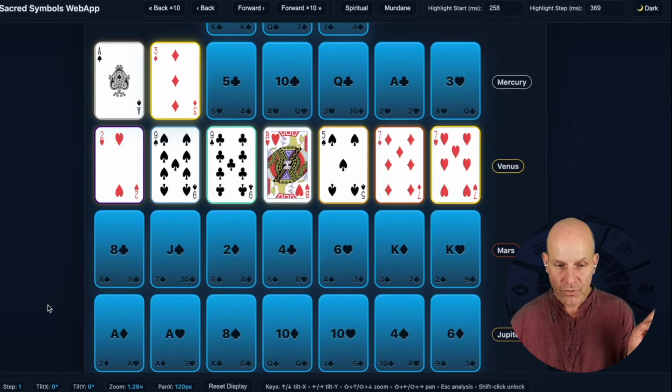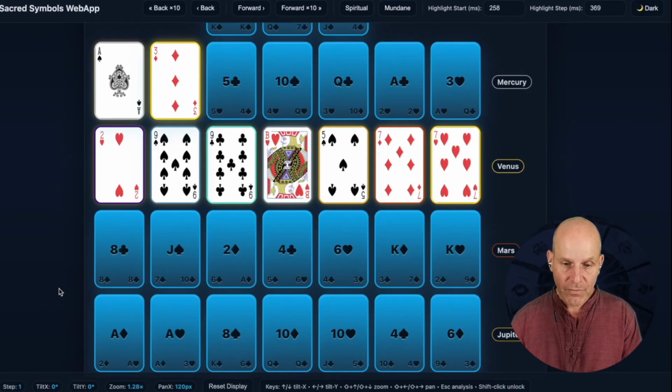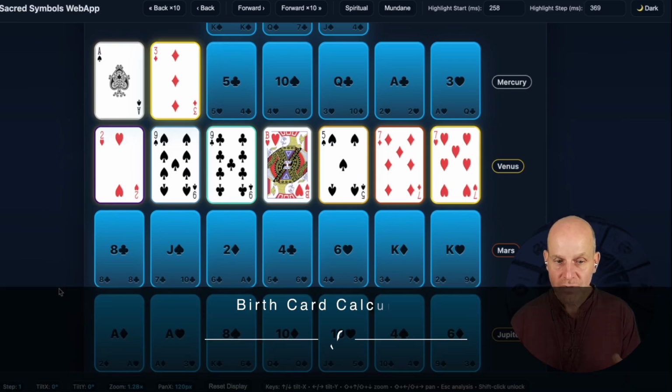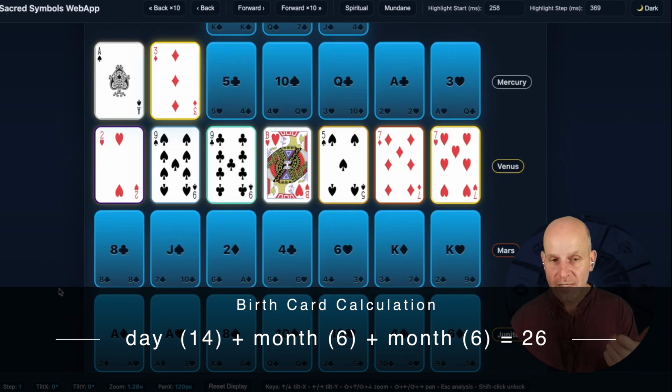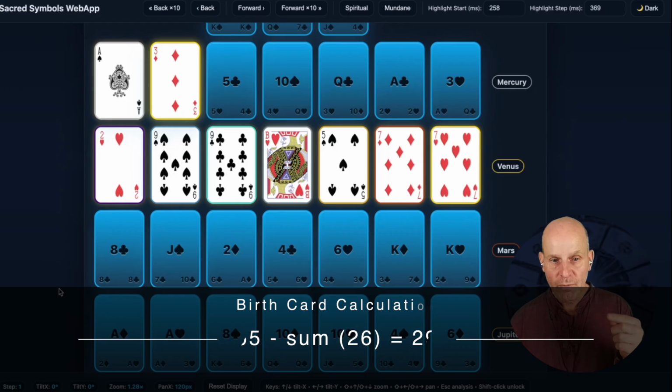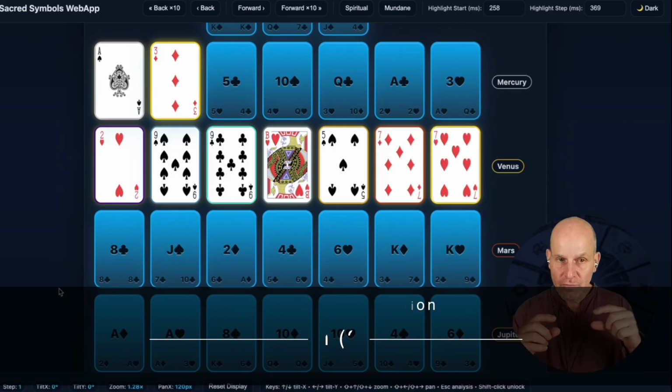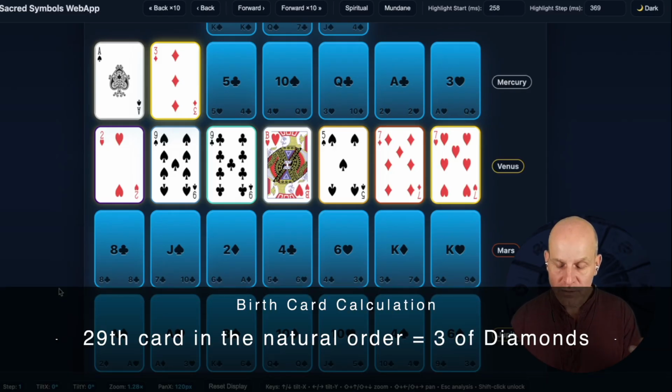If you look at the spread here to my right, you'll see that there is a three of diamonds highlighted. Three of diamonds is Donald Trump's birth card. How do we arrive at that? Very simple. We take the day, which is 14, then we add 6, which is 20, and then we add another 6, because we add the month twice. So we come to 26. Then we deduct 26 from 55, and we arrive at the number 29. If you take the stack of 52 cards in the natural order, starting with an Ace of Hearts and finishing with a King of Spades, the 29th card is the Three of Diamonds.